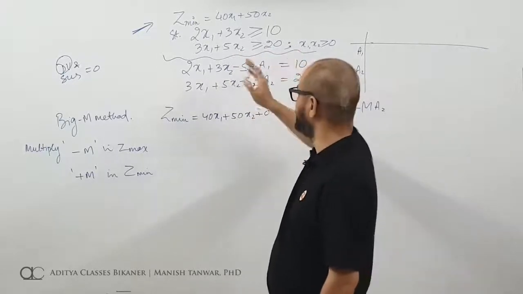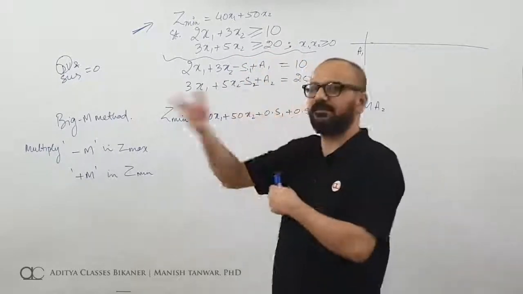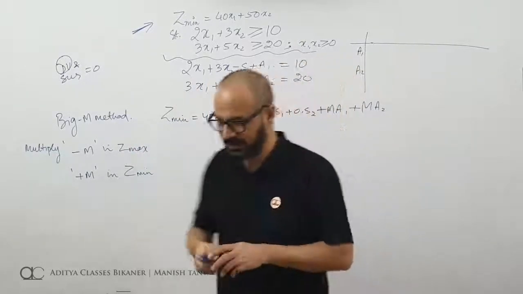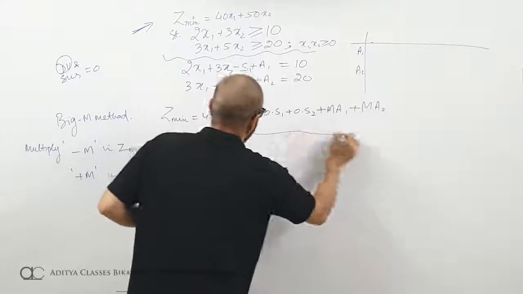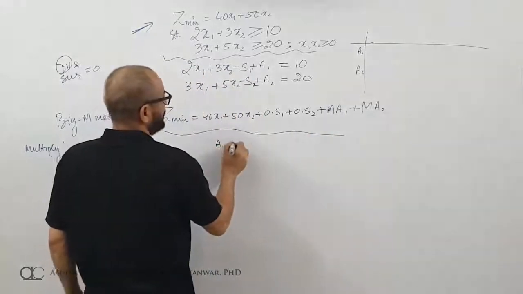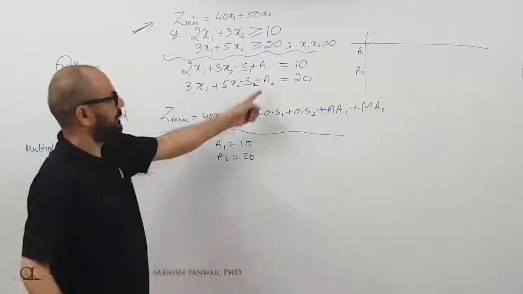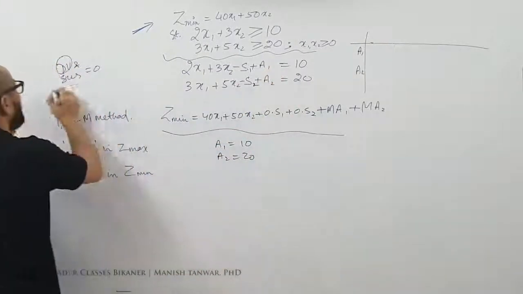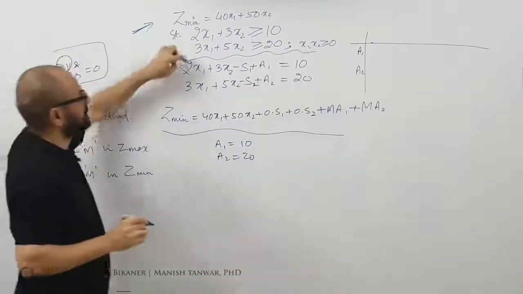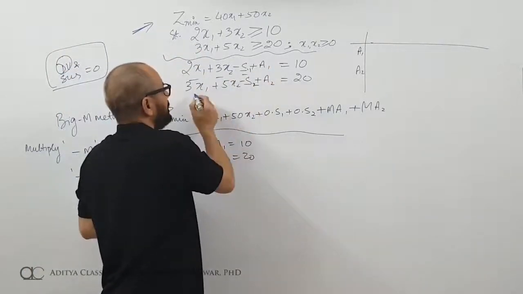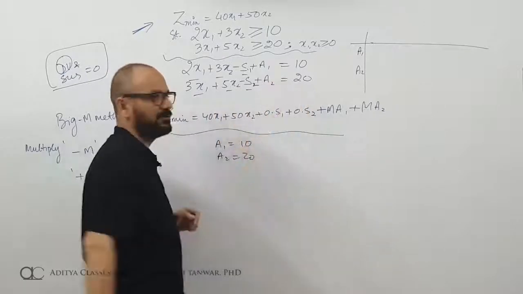If decision variable and surplus are 0, then 0 becomes 10. So in order to avoid that inconsistency, I have added another further variable, artificial variable A1 and A2. So my IBFS would be A1 is equal to 10, A2 is equal to 20. A1 is equal to 10 because I have made decision and surplus 0. So A1 becomes 10. Decision and surplus 0, A2 is equal to 20.